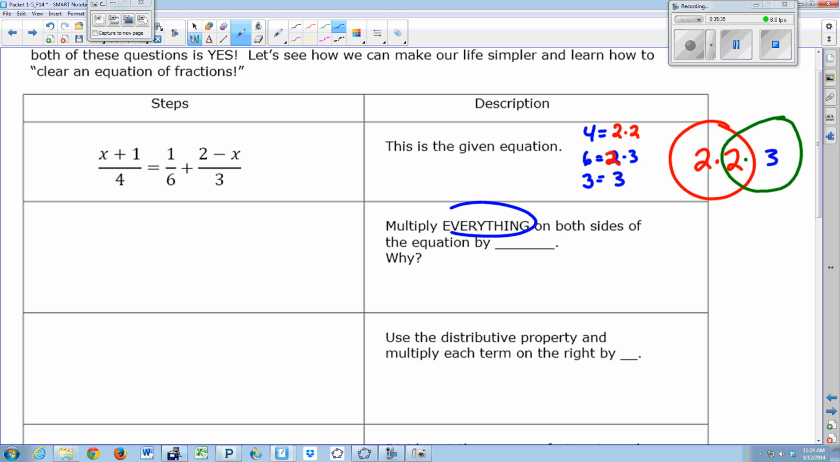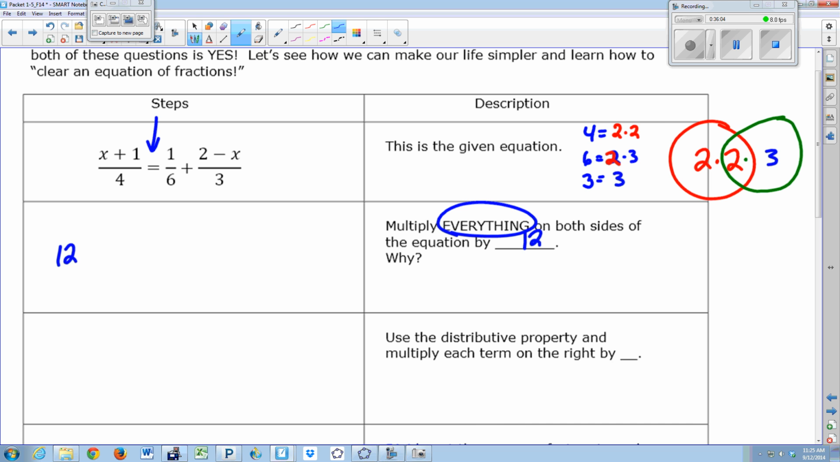So I can now multiply everything. Because I have an equation, I can multiply both sides by any non-zero quantity I want. And that's the key. If I cover this left side of the equation up and I told you to add 1/6 plus 2 minus x over 3, you'd have no other choice. You'd have to convert to common denominators in order to add. But with an equation, you have this very powerful tool here. You can multiply both sides by 12.